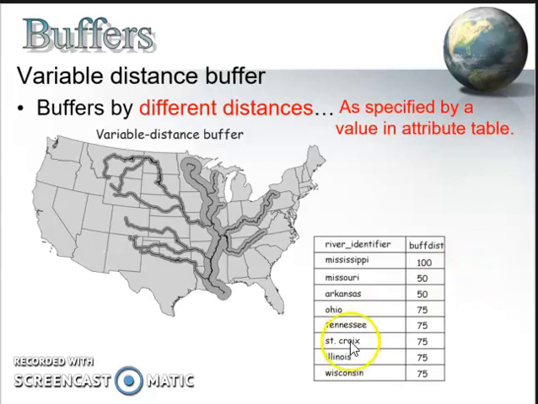As we can see here in this table, we have a larger buffer for the largest river in this basin, which is the Mississippi, of 100 kilometers. We have a buffer distance of 75 kilometers for the medium-sized rivers of Ohio, Tennessee, St. Croix, Illinois, and Wisconsin. And then we have that 50-kilometer buffer distance for our smaller rivers of Missouri and Arkansas. And then as we can see in the image here, we have that 100-kilometer buffer zone, the 75-kilometer buffer zone, and then the 50-kilometer buffer zone.